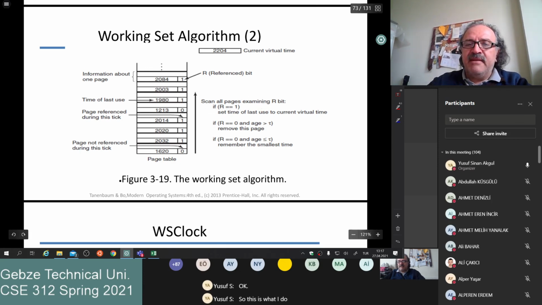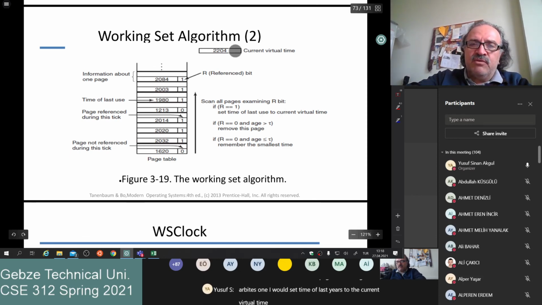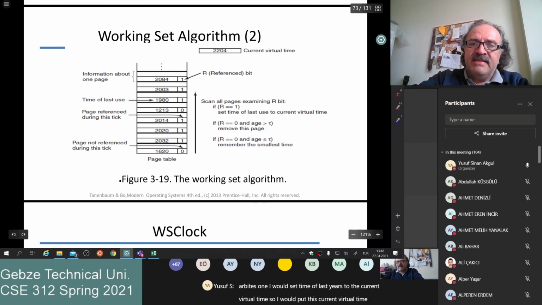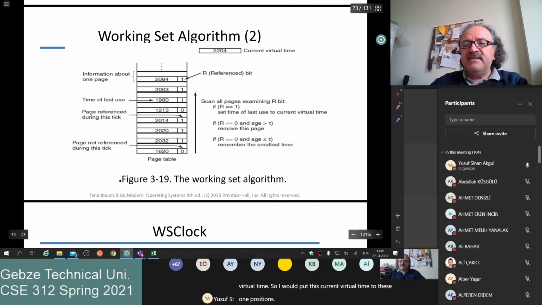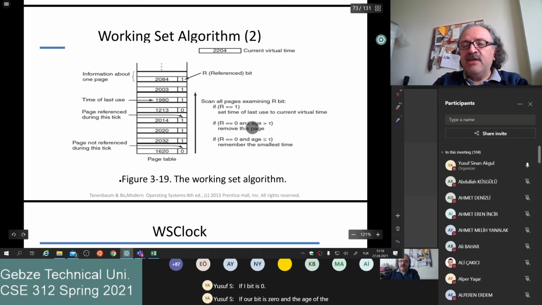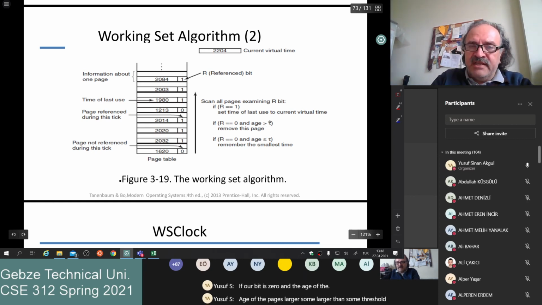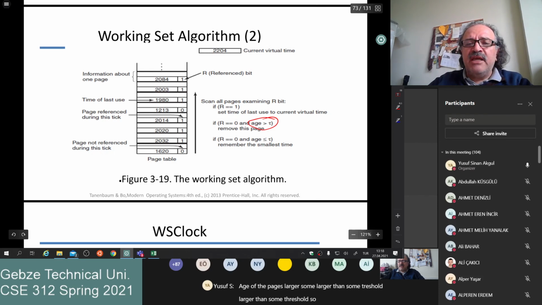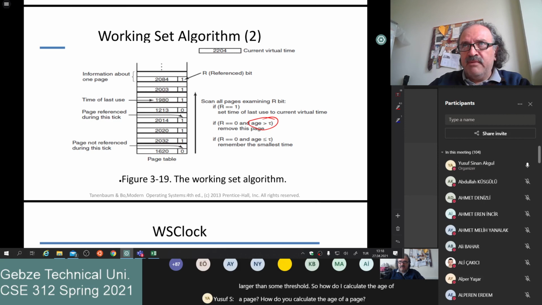So this is what I do. Scan all the pages examining the R bit. If the R bit is one, I would set the time of last use to the current virtual time. If the R bit is zero, and the age of the page is larger than some threshold. So how do you calculate the age of a page? What do you mean by age of the page?